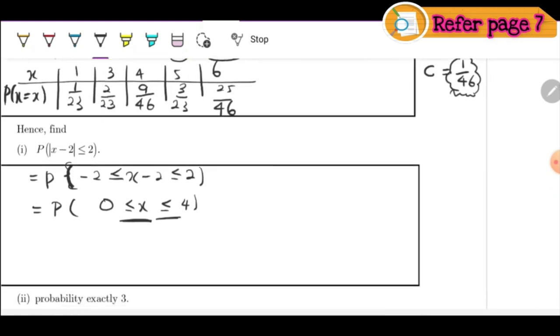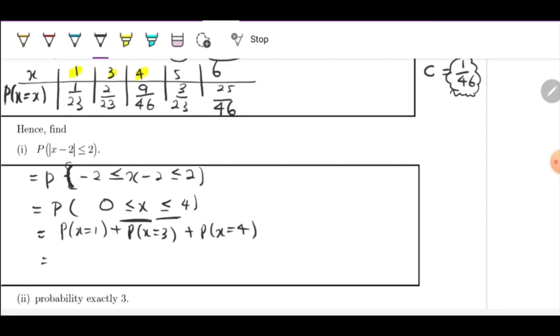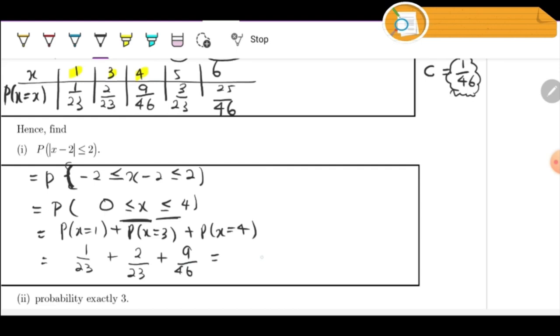So look at the probability distribution table. We can take the values 1, 3, and 4. So P(x equals 1) plus P(x equals 3) plus P(x equals 4). The probability when x equals 1 is 1 over 23. When x equals 3, the probability is 2 over 23. And when x equals 4, the probability is 9 over 46. We add up all the probabilities and the answer is 15 over 46.